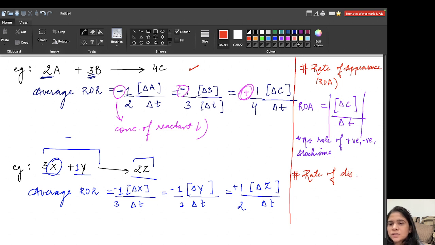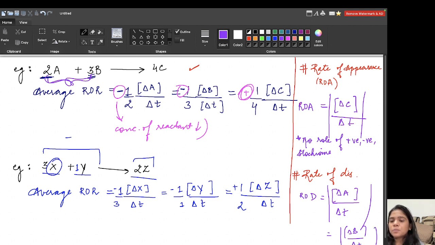What will be your rate of disappearance? The rate of disappearance here will be, what is disappearing? Your reactants are disappearing, right? So you can write it in the form of delta A by delta T, in the form of mod. No positive, no negatives and no stoichiometry. Similarly, you can write it for delta B also, delta B by delta T. That's your rate of disappearance.